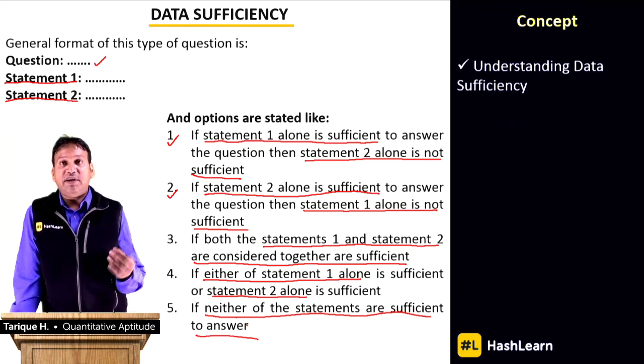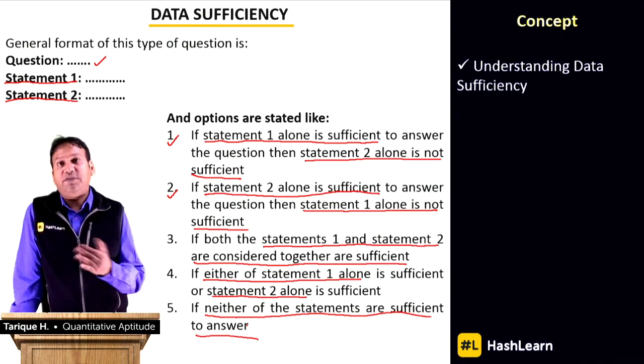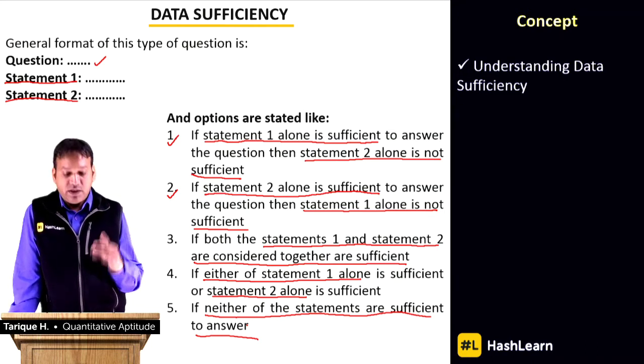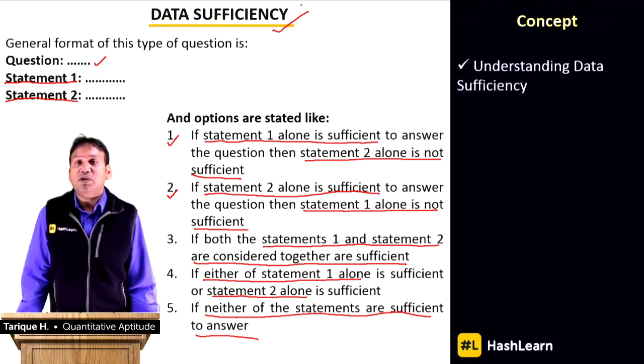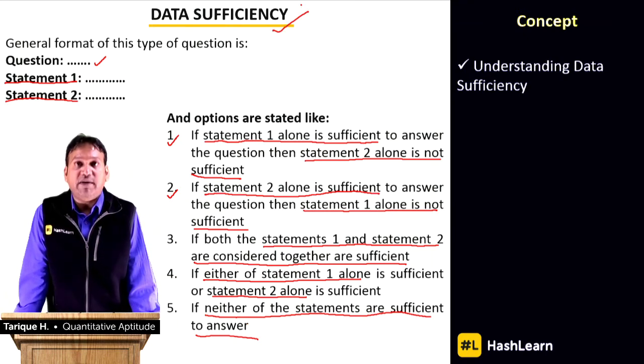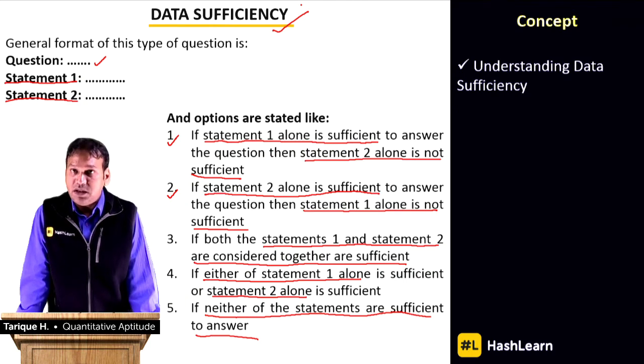So you have to decide if the data is sufficient or not sufficient, and that's why these questions are called data sufficiency questions. Our job is not to find out the actual answer in value, but to decide whether the data is sufficient or not sufficient. Is the data in statement 1 sufficient?